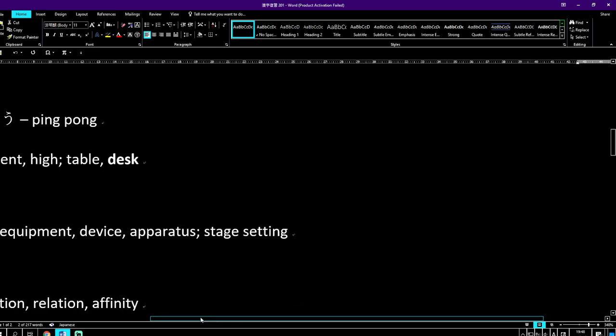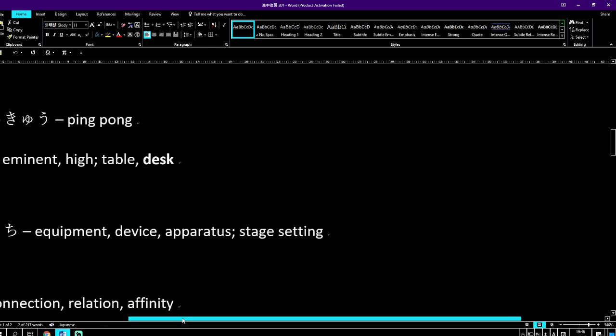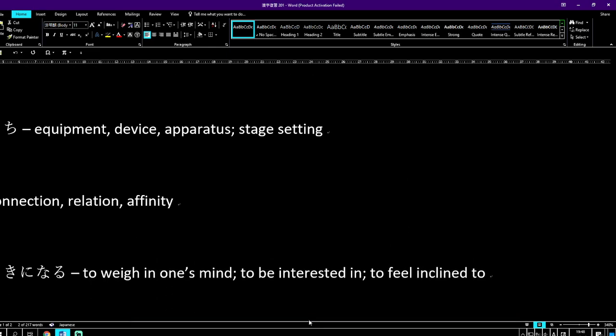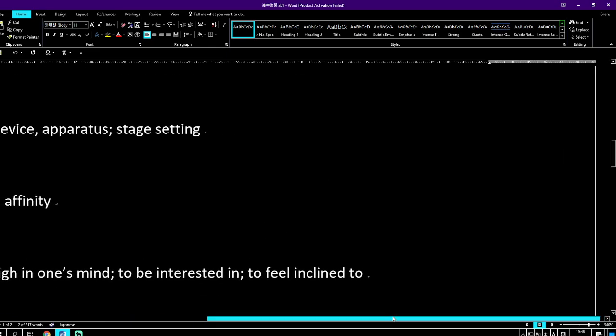Next is connection, relation, or affinity. A yukari is connection, relation, or affinity. To weigh in one's mind or to be interested in is kini naru. To become a matter for you, kini naru.